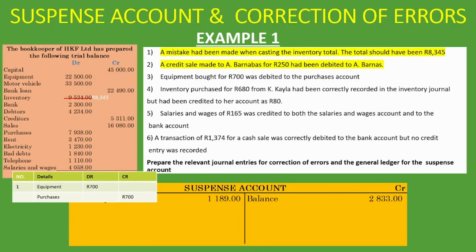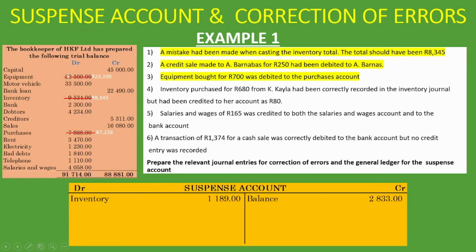Remember, this does not affect our suspense account because it's an error of principle. Now what we need to do is just to correct our purchases account, meaning we're reducing our purchases account by 700 Rand and we are increasing our equipment account by 700 Rand. So let's do that. As you can see there, we've just increased our equipment account by 700 Rand and reduced our purchases account by 700 Rand. We're making progress. That was it for the third one. Let's look at the fourth one.